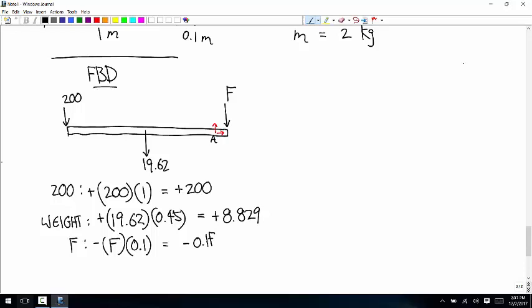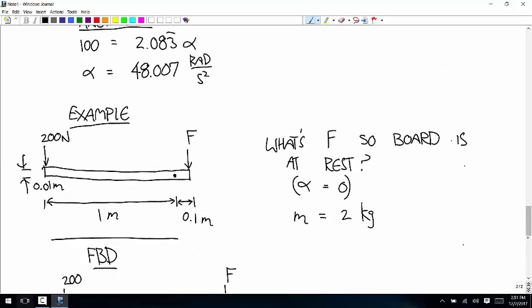Yes? The 0.001 is just the thickness. And the distance we're talking about now is the distance from here to here, and that's 0.1.